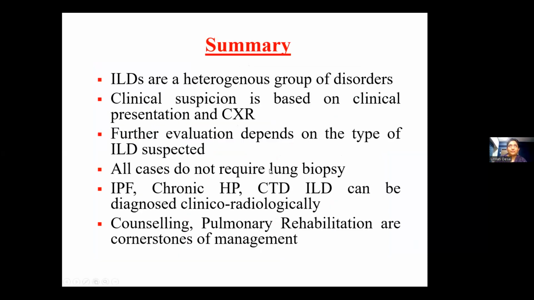So to summarize, interstitial lung diseases are a heterogeneous group of disorders. A clinical diagnosis of ILD is usually based on the clinical presentation and X-ray. As I said, a classical ILD is often seen in practice.